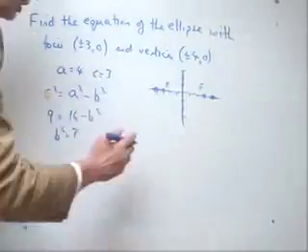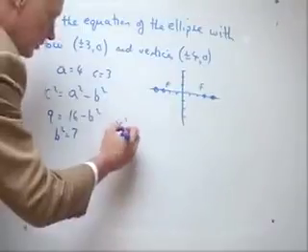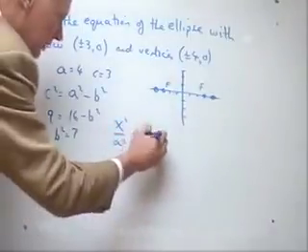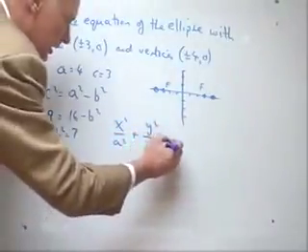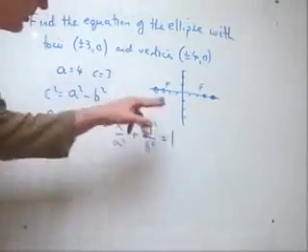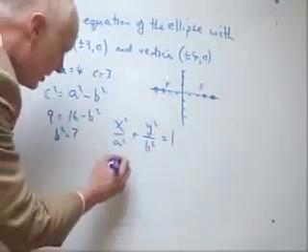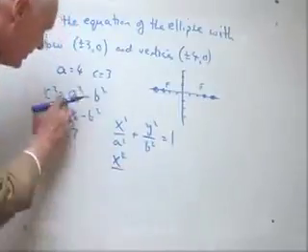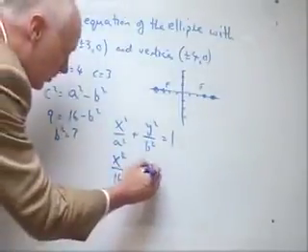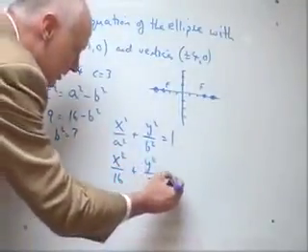We know it's horizontal, so therefore it's x squared over A squared plus y squared over b squared equals 1. A squared's underneath the x when it's horizontal, underneath the y when it's vertical. So it's x squared over A squared, which is 16, plus y squared over b squared, which is 7, equals 1.